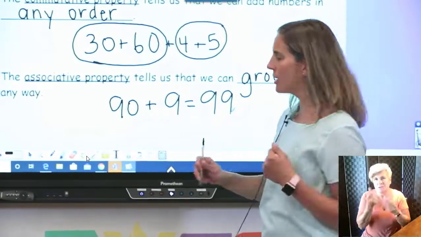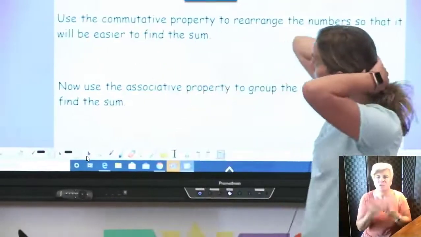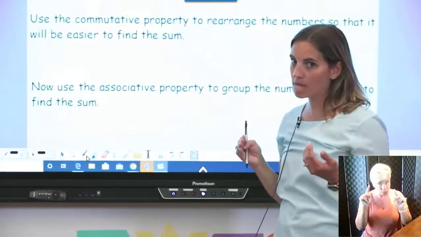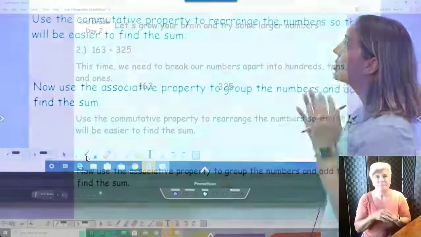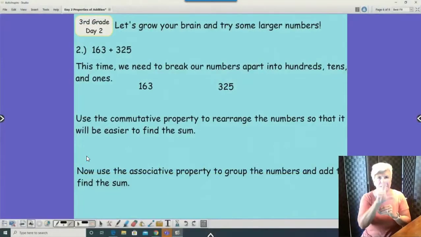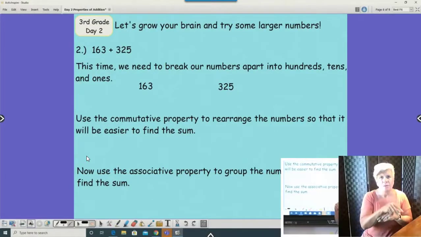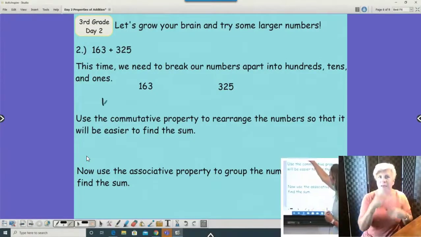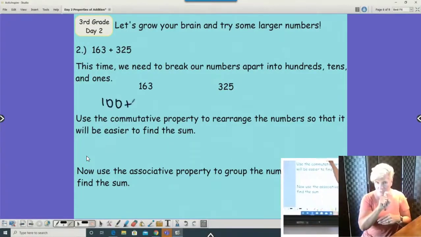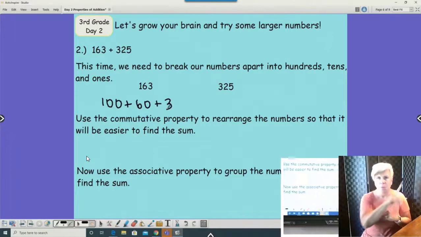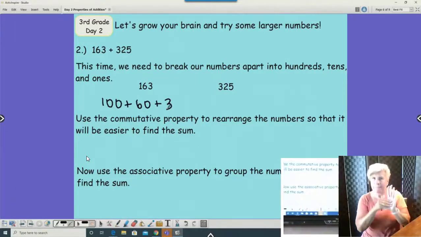Let's try another one. Okay, these numbers are a little bit bigger. Do you think we could do this? Yeah, I think so too. Okay, look at the number 163. I've got to break it apart by value. So in my hundreds place, I have a 1. So that means there's 100. There's a 6 in my tens place, which means 60, and a 3 in my ones place, which is just 3. So I've just broken that number apart by place value.